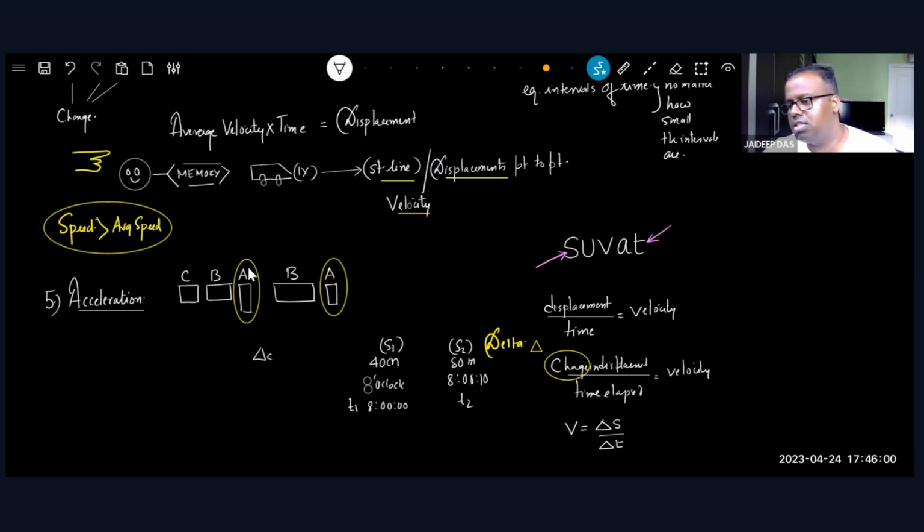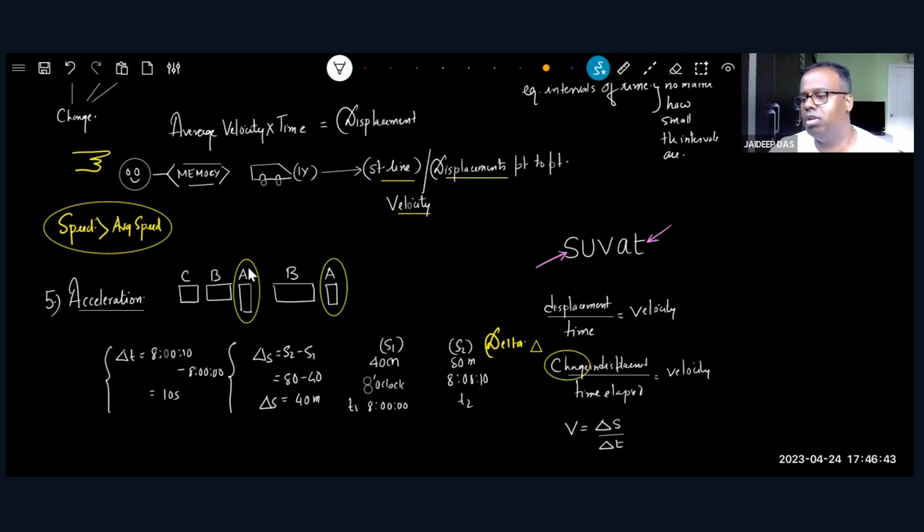So what is your delta S? Always final minus initial. So final, that will be S2 minus S1 over T2 minus T1, right? Or sorry, not delta. Delta S is this. Sorry kids. Your delta S would be S2 minus S1. What is the value of S2 minus S1? 80 minus 40. Which is equal to 40 meters. So this is your change in displacement. And if I ask you what is the change in time, delta T, you will say 8:00:10 seconds minus 8:00:00. So you'll say it is 10 seconds.